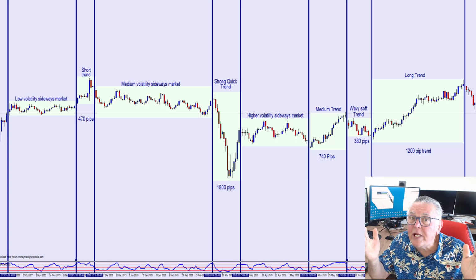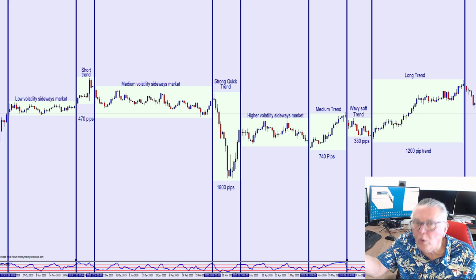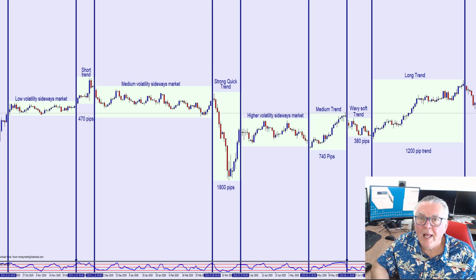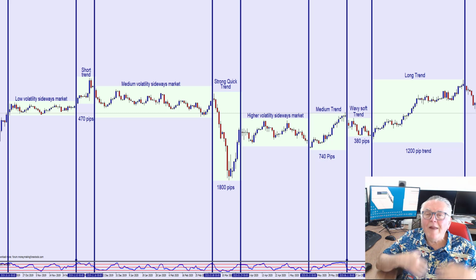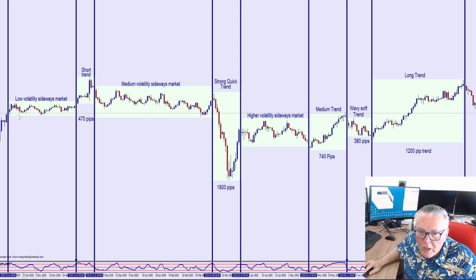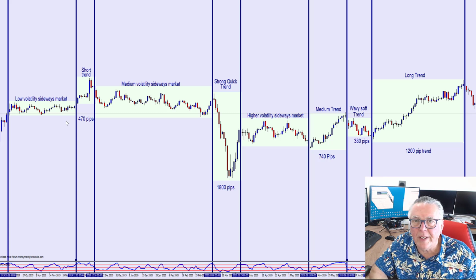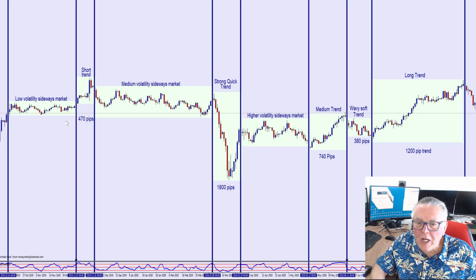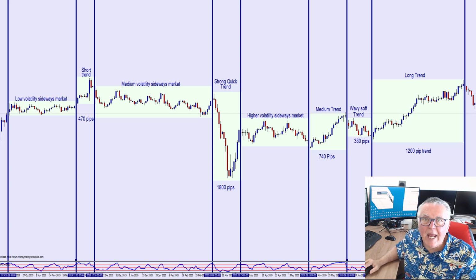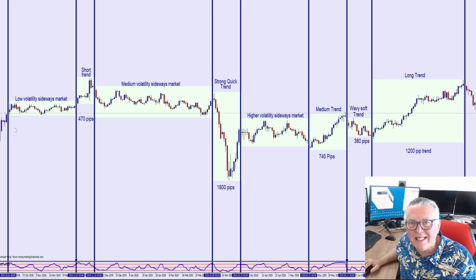Now already you should be realizing that no Forex robot is so clever that it can deal with all these phases. And if you are unfortunate enough to buy a trending EA, and the market goes into a low volatility sideways market, you will never make profit. And I'll show you that. So don't think, oh, this is a scam EA. No, you've got to use the EA as intended.